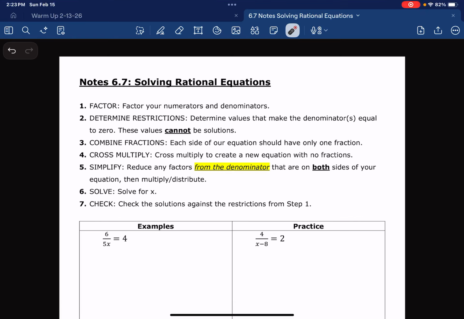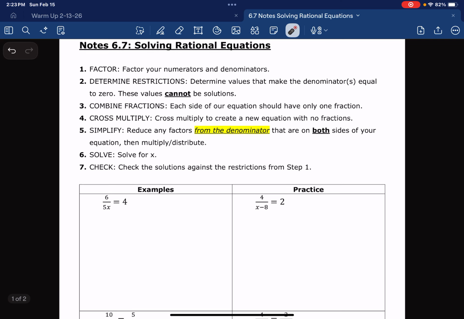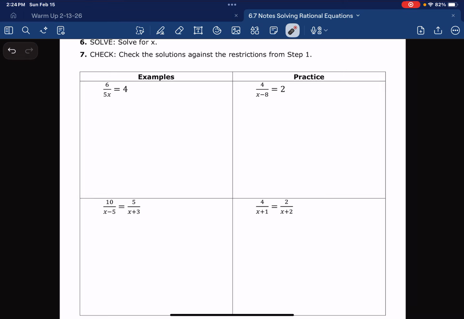Solving rational equations. We have a couple of steps listed out up here for you on the top of your note sheet to follow along if you need them for solving rational equations. But let's go ahead and see if we can use our prior knowledge of rational expressions and solving equations to kind of logic our way through these problems.